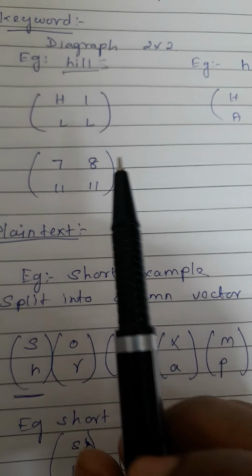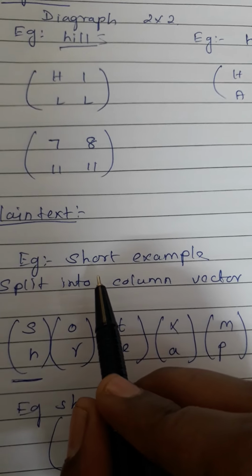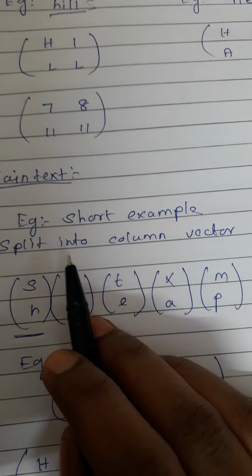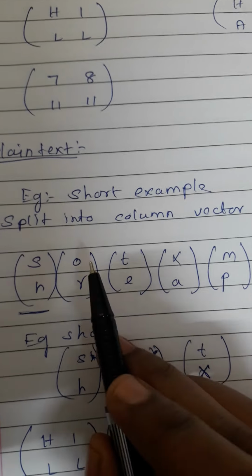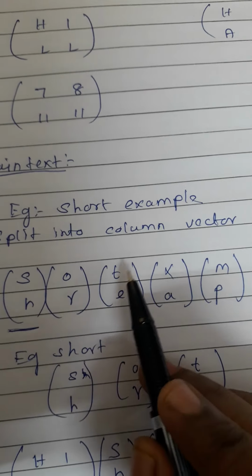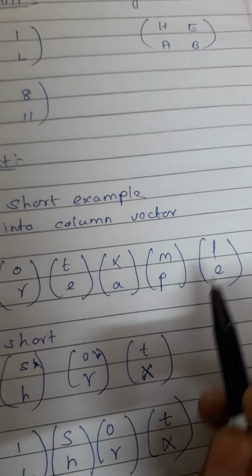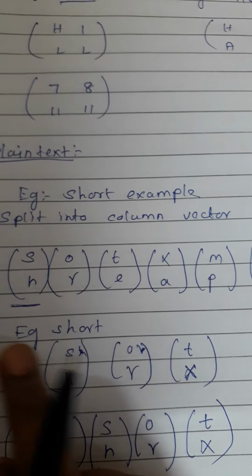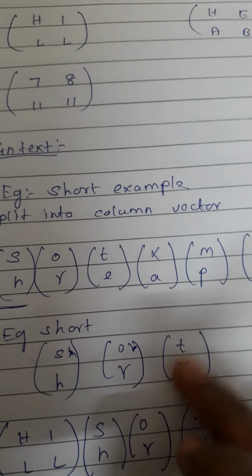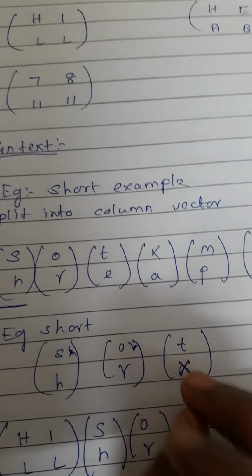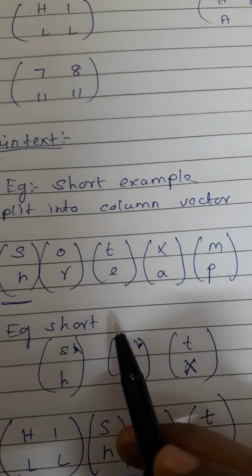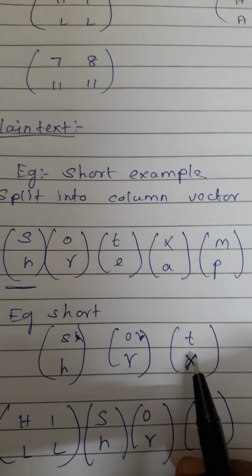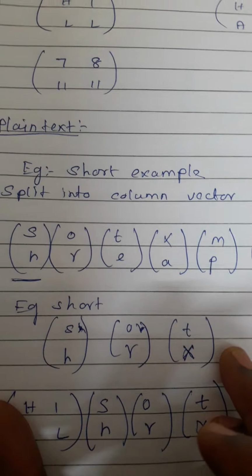We have taken digraph, so it will be divided into 2 letters. Split the plain text into column vectors like this: SHORTEXAMPLE. Don't worry about the space, only the text you need to take. For example, SHORT. If the letters are not filled, here one place is left empty, so in that place you fill it with X. This is how we represent the plain text.